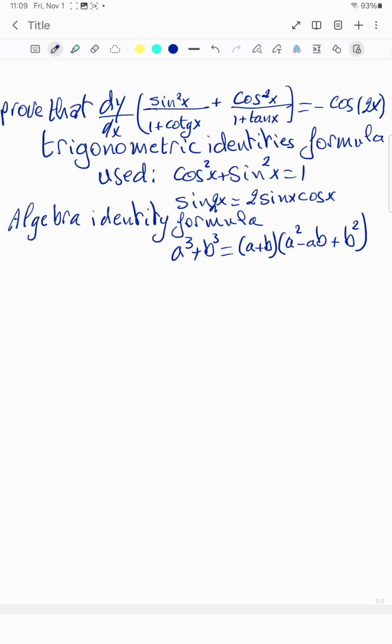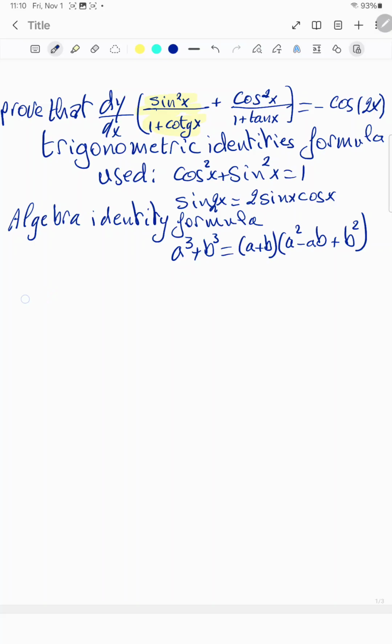I know that sine square of x plus cosine square of x is equal to 1, so there is something I can do here, but they have to be on the same fraction. And in 1 plus cotangent of x and 1 plus tangent of x, I know cotangent is the reverse of tangent. Let's try to facilitate our life first, then we do the derivative. I will start by working on this side of my function.